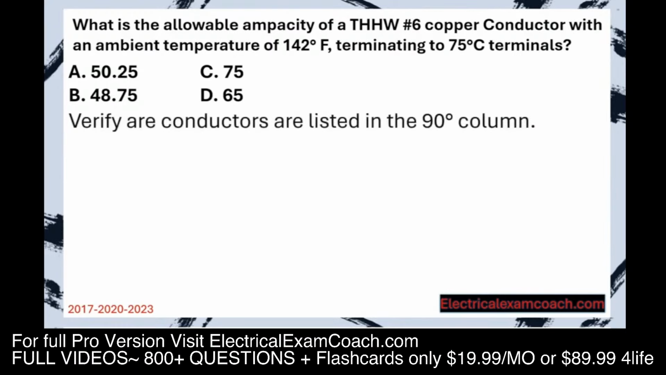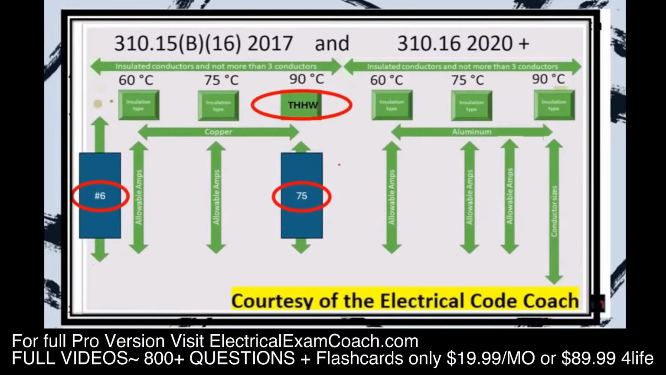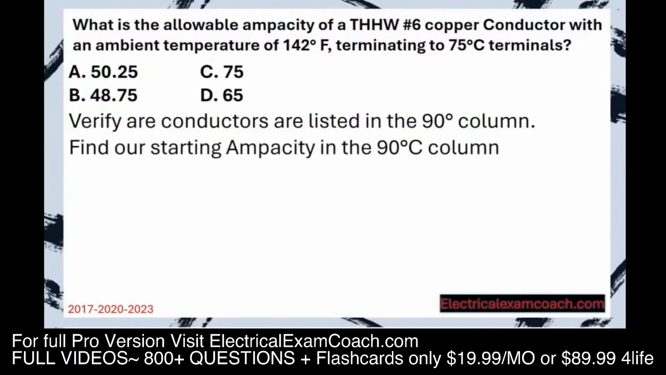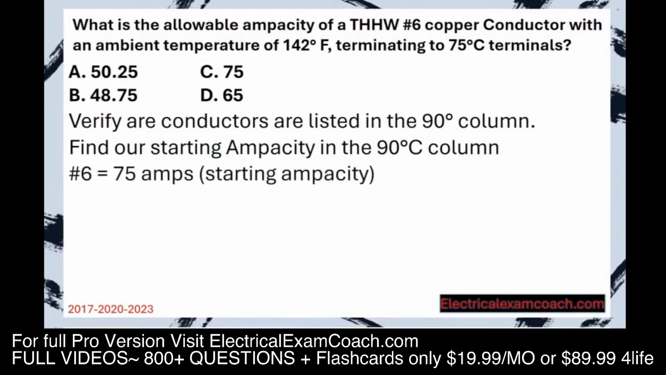Step 1, we're going to verify that our conductors are listed in the 90-degree C column. We head there and look for THHW, and sure enough, it's right there. Now we're going to find our starting ampacity in the 90-degree C column. We head back to that table. We're going to start over here and find our number 6. Then we're going to cross over and find its ampacity in the 90-degree C. And in this case, it's 75. We're going to take our number 6 at 75.